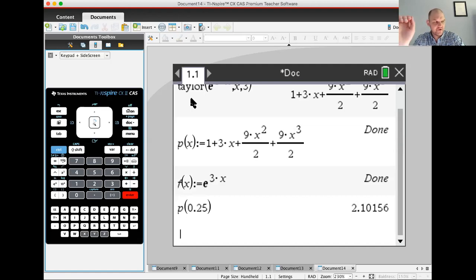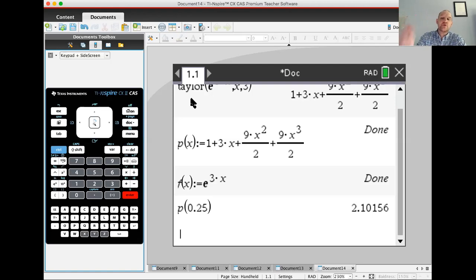Now what I want to do is figure out how wrong I might be. M is supposed to be the maximum of the absolute value of the n plus 1st derivative on the interval from the center, which is 0 in this case, to the value I'm approximating, which is 0.25. So I need the maximum of the absolute value of the n plus 1st derivative on 0 to 0.25. The question is, what is the n plus 1st derivative?